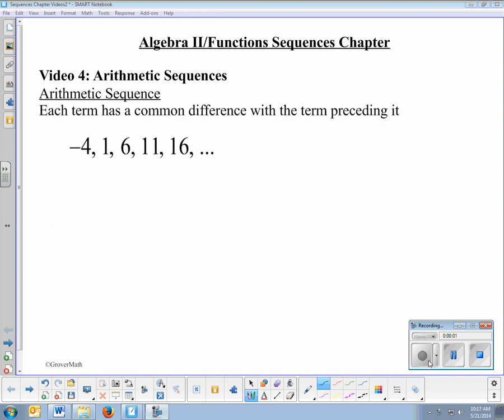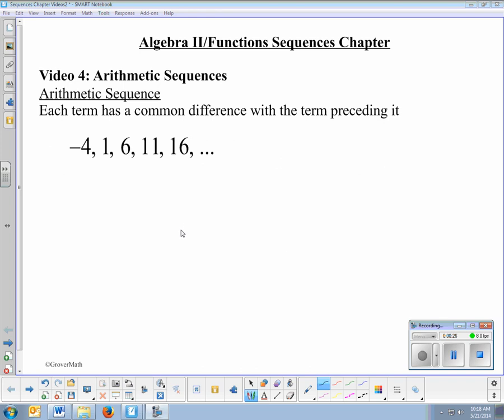Welcome to video 4 on the arithmetic sequence. In an arithmetic sequence, each term has a common difference with the term preceding it. Now, some people pronounce this "arithmetic" differently; I pronounce it "arithmetic." It's really the same thing if you hear a different pronunciation of it. But it's a sequence. It's a sequence of numbers. But an arithmetic sequence has a common difference.